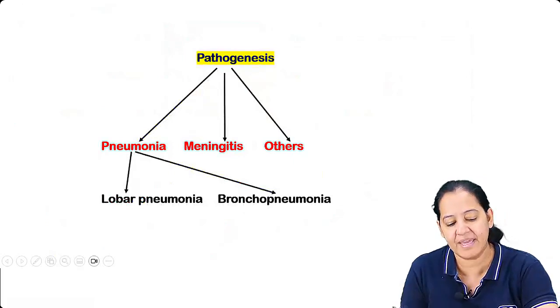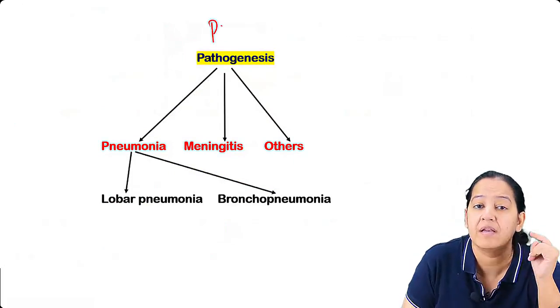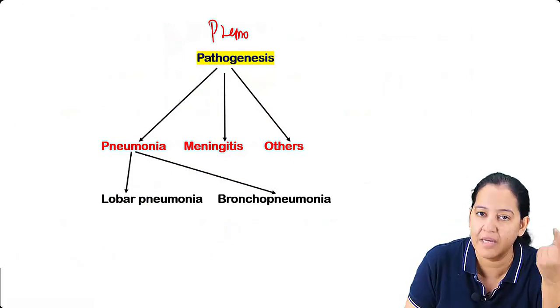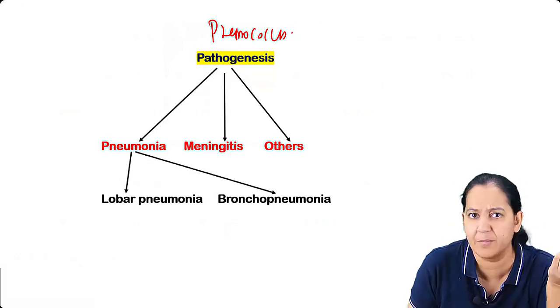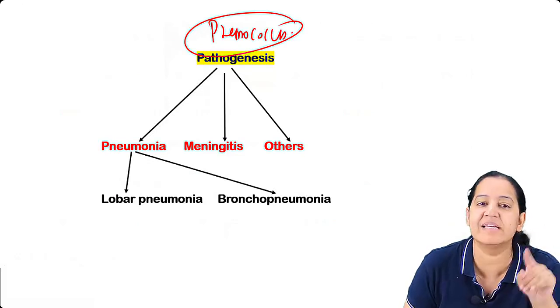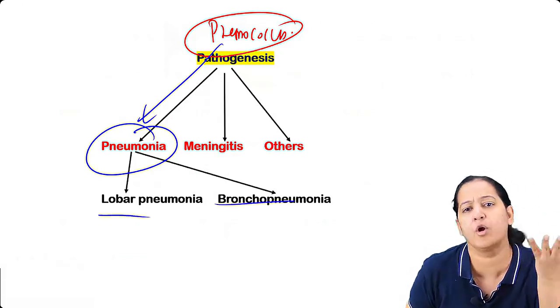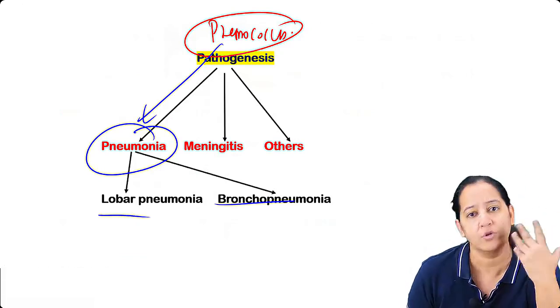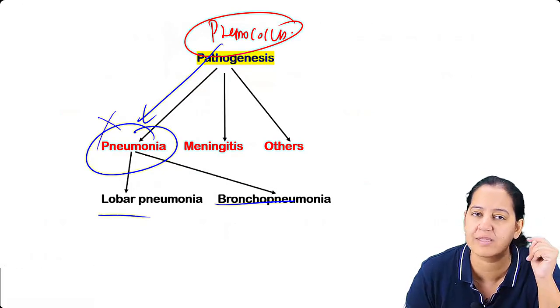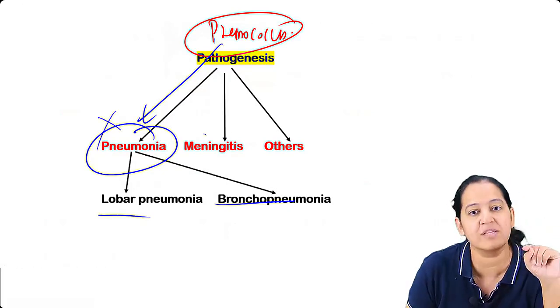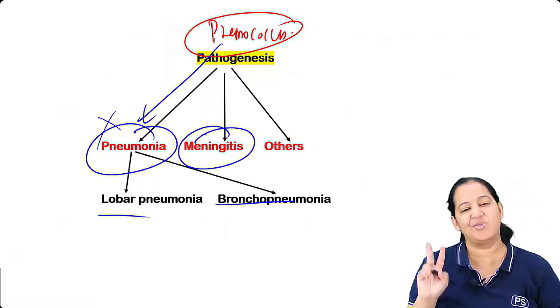The disease is in the name itself. What am I teaching? Say the name first. Pneumococcus, Streptococcus pneumoniae. So obviously it will cause pneumonia. No need to say. Pneumococcus causes pneumonia, both lobar and lobular. It causes both types of pneumonia. Nobody is going to ask you that. It's very easy. Pneumococcus causes meningitis also, that you have to learn. So it causes two diseases.